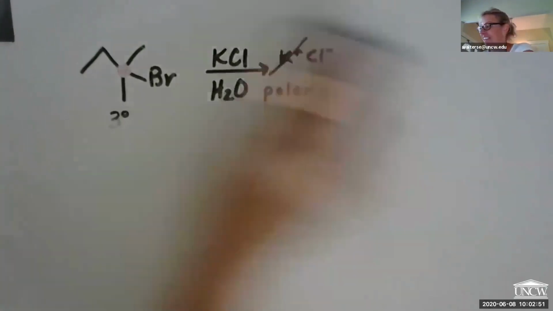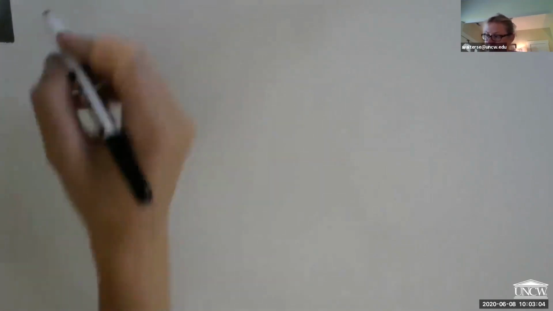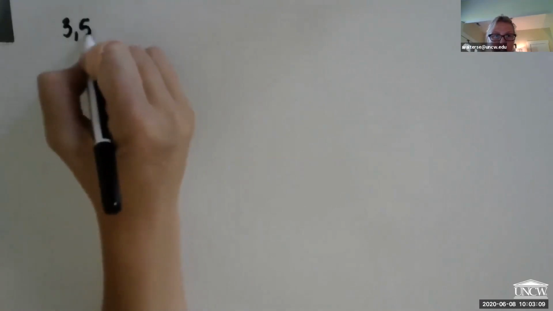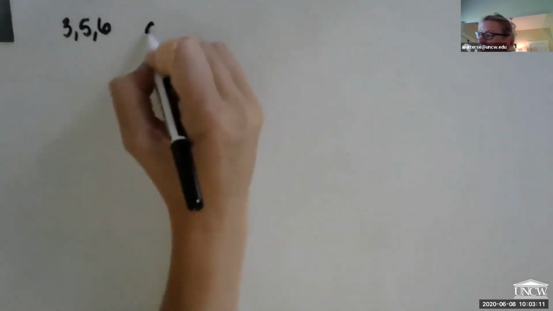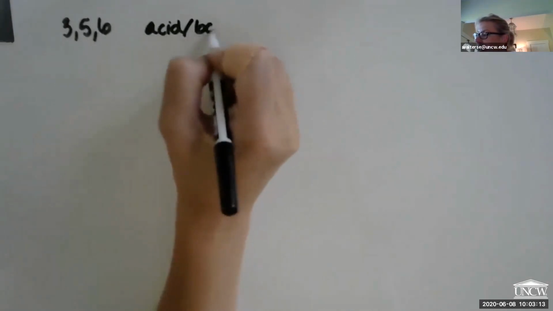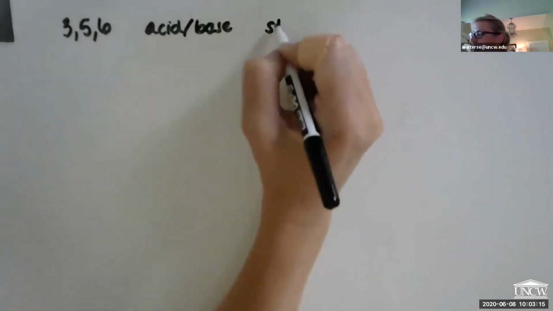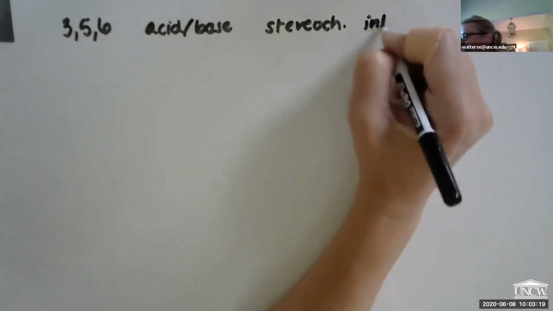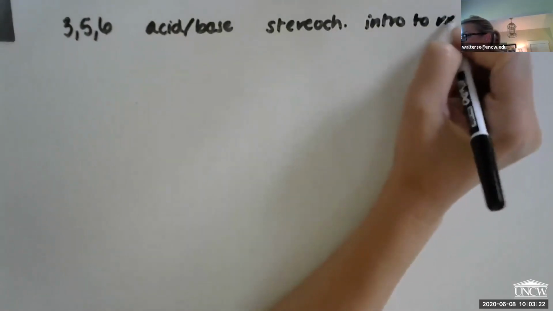Okay, so let me erase this. All right. Okay, so you tell me what you want to review. So the exam is, let me think about this, 3, 5, and 6. So that's acid base, stereochemistry, and then it's called like an intro to reactions.